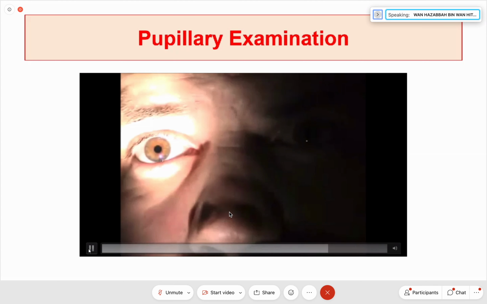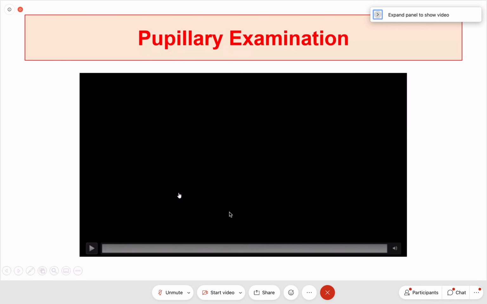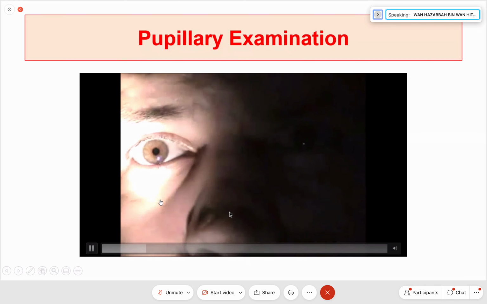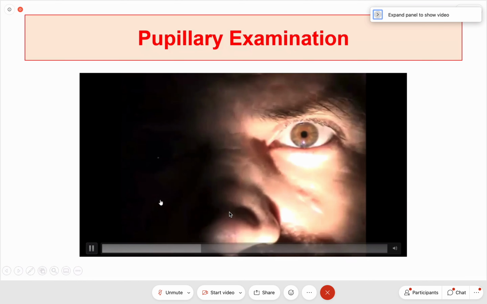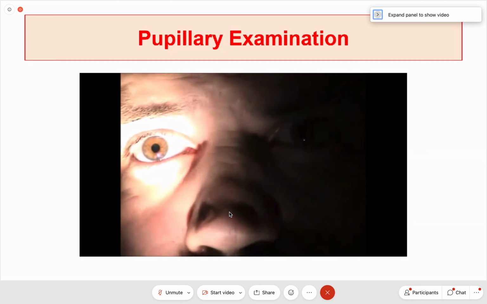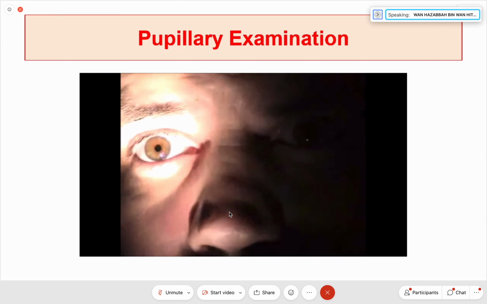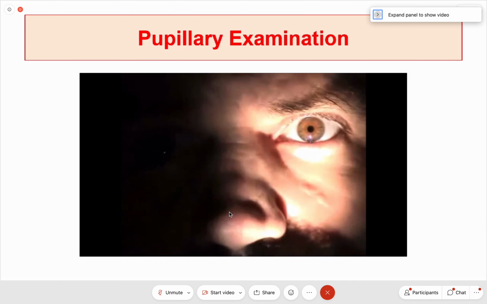Okay, just one more time. See from the right side. Okay, left, right, left, right, dilated. Okay, so this is RAPD positive.